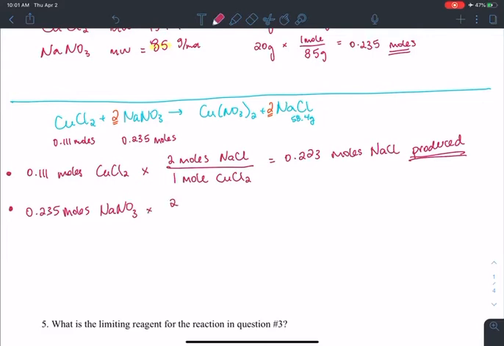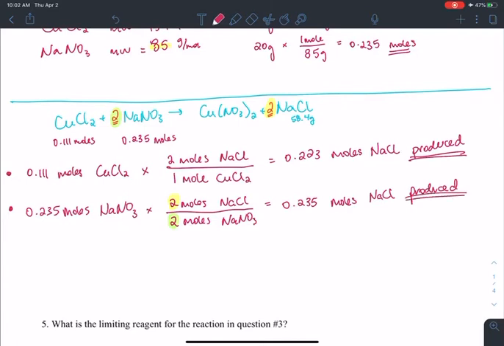So times 2 moles of sodium chloride. But now it's for every 2 moles of sodium nitrate. And where did these numbers come from? Well, this 2 came from there, and this 2 came from there, right? Again, we're using the stoichiometric coefficients to convert between moles of different ionic compounds in the equation. This comes out to be about 0.235 moles of sodium chloride. Again, that's produced.